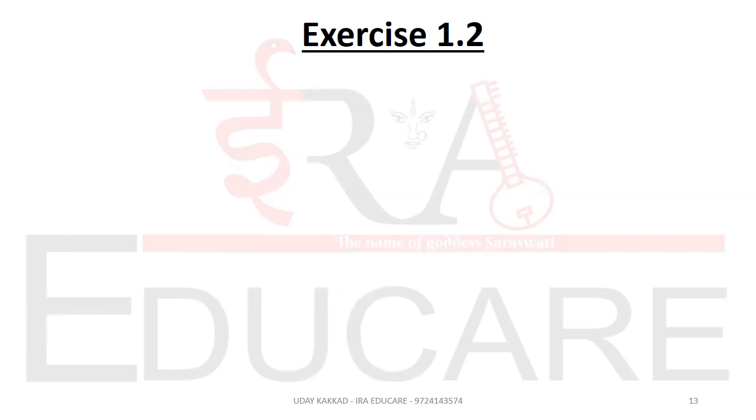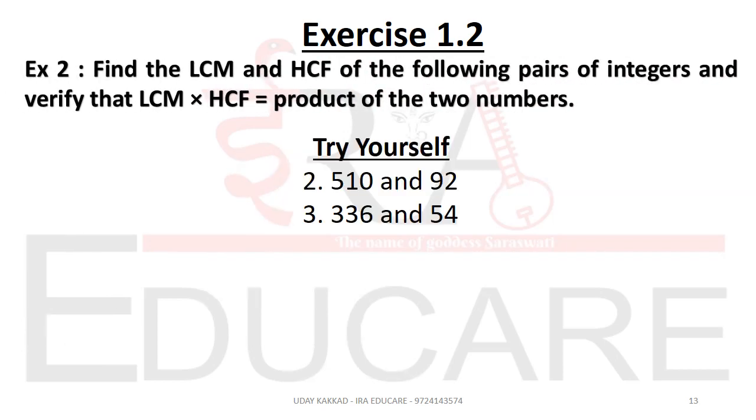Now we have some more examples, right? So those you have to try yourself: 510 and 92, and 336 and 54. Try it yourself. So first find the LCM and HCF and then verify it by this particular formula, right?